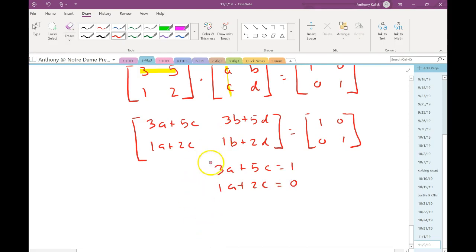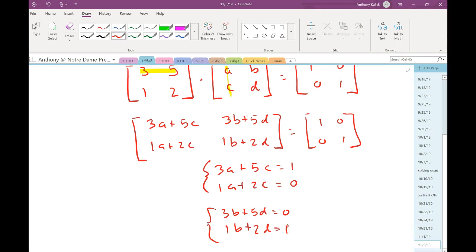So if I take the first column, notice those are both in terms of A's and C's. And if I take the second column, those are both in terms of B's and D's. And I could solve this using the techniques that we had developed early on in this chapter, right? You could use substitution or elimination to solve these two little systems. And if you do that, you're going to get that A is 2 and C is negative 1. Here, B is negative 5, and D is 3. Just using substitution or elimination or one of those earlier methods.